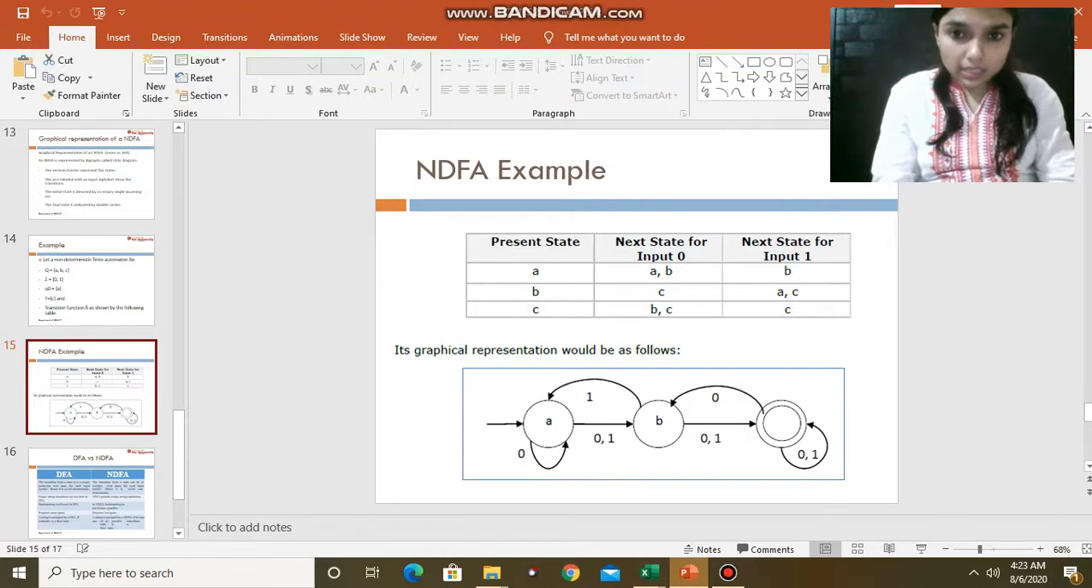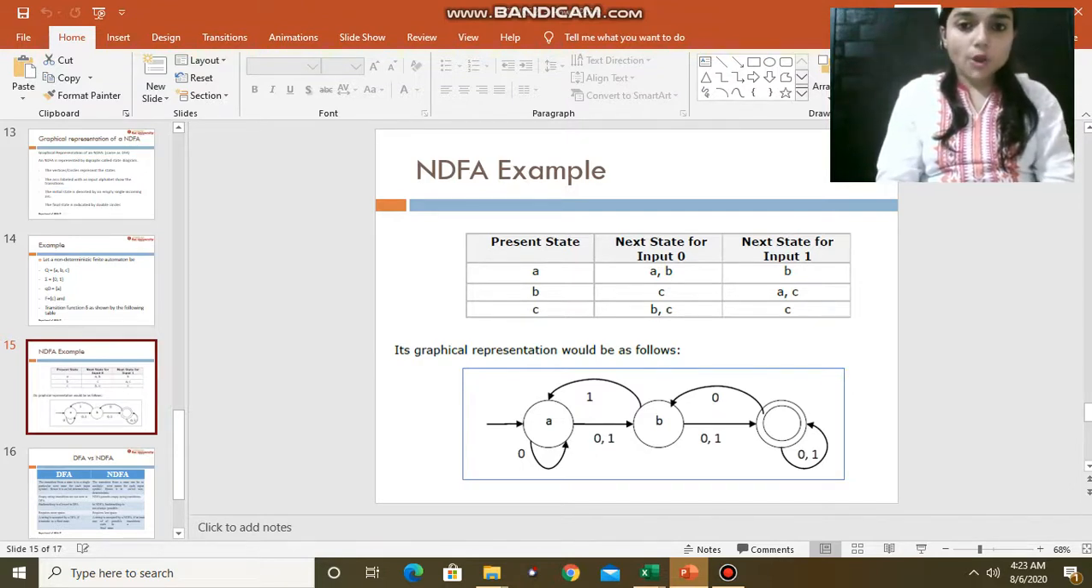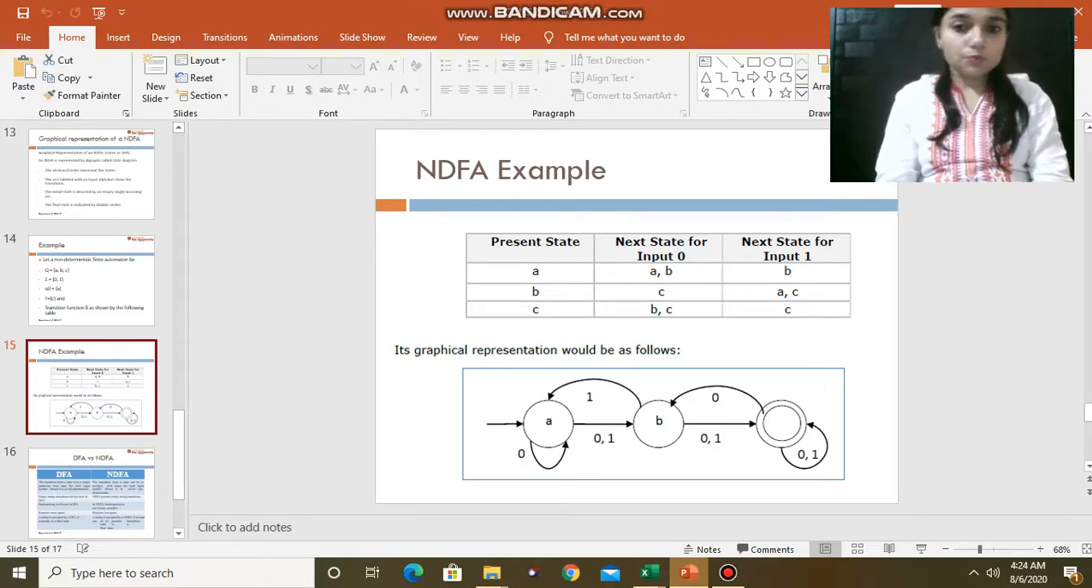Now see the arrows. If I see state A, because there is a self loop over A labeled 0, it means that on giving input 0 to state A, it reaches state A itself. And on giving input 0 and 1, it reaches state B. It means that on giving input 0 to A, it can reach B, and on giving input 1 to state A, it can reach B.